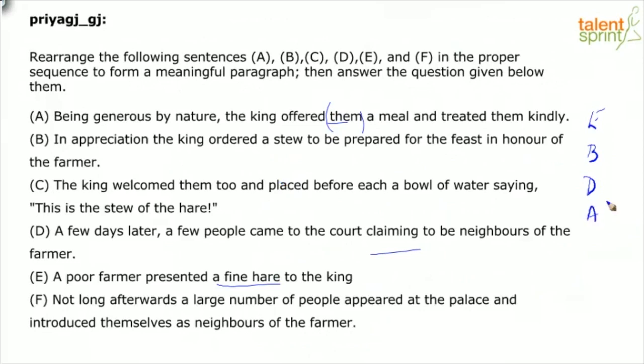And then you have, not long afterwards, a large number of people appeared at the palace and introduced themselves as neighbors of the farmer. The last one left is C. The king welcomed them too and placed before each a bowl of water, saying, "This is the stew of the hair." Okay. So everybody got it? A, B, D, A, F, C.